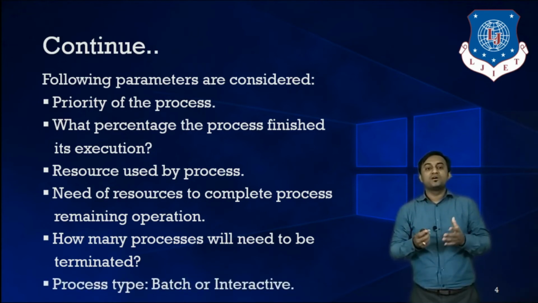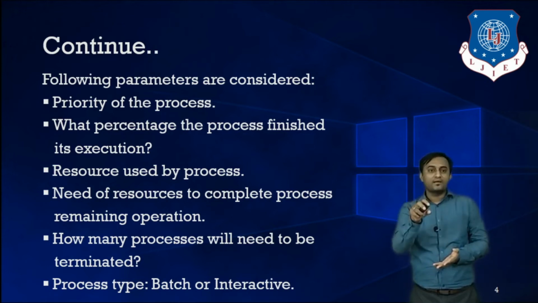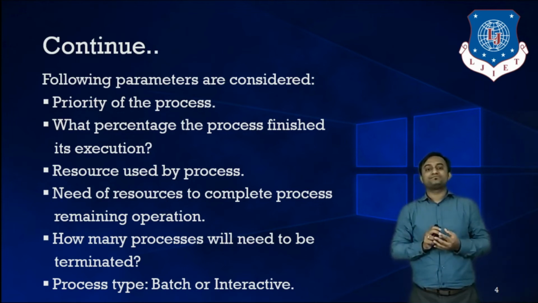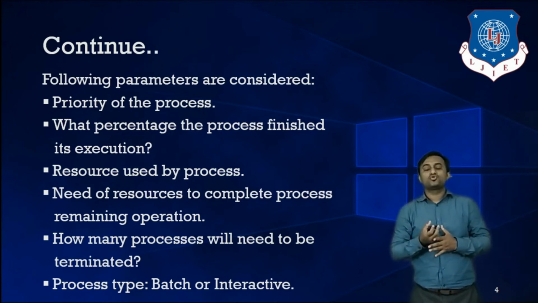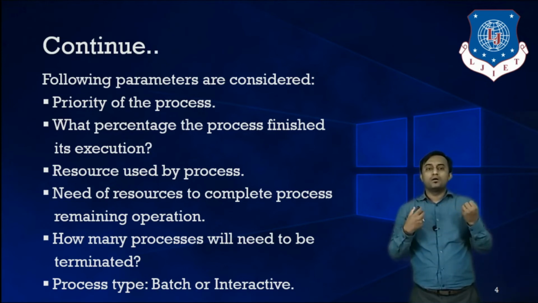And the last one is the process type, which type of process it is. Before picking a process as a victim, we need to check whether it is a batch process or an interactive process. An interactive process requires more time for its execution, so you need to give priority according to whether it is batch or interactive. These are the various parameters that need to be considered while selecting a victim process to recover from the deadlock situation.